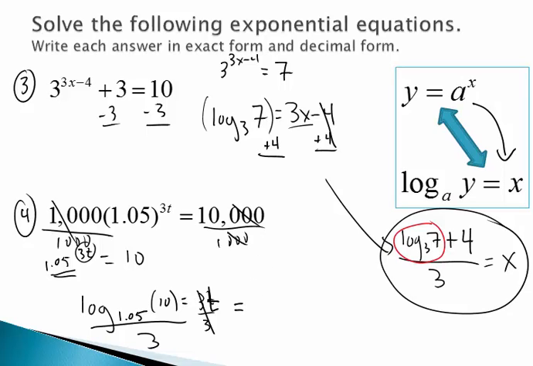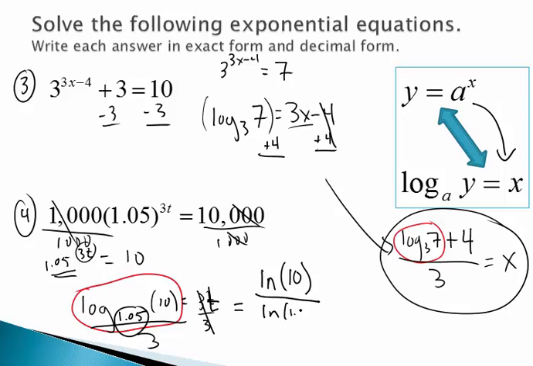But I want that in decimal form, so again we're going to use change of base just for this part. Let's do the natural log this time. It doesn't matter which log I use. I'll do the natural log of 10 over the natural log of this base, 1.05. That's how I get this part as a decimal value, and then I divide it by 3. That will give me the approximate answer, which we have to be able to do sometimes. If I plug that into my calculator, you should get a t-value of 15.7.